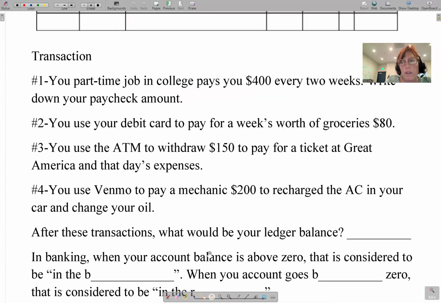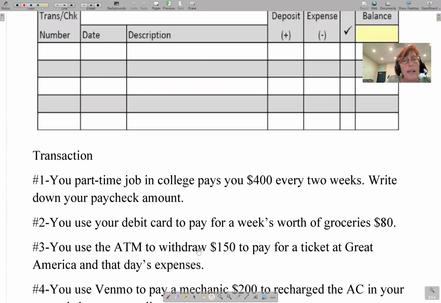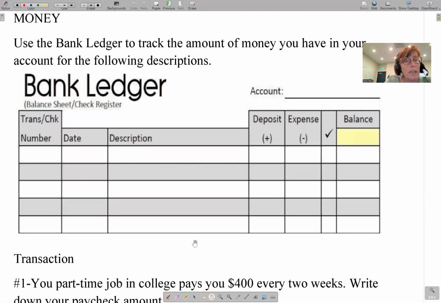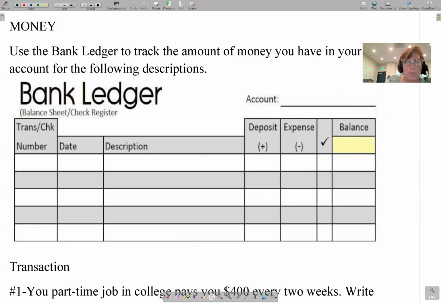The last application of integers is going to be money. This is called a bank ledger. It's the way you keep track of the money in your bank account. So you're going to use the bank ledger to track the amount of money you have in your bank account in the following description.